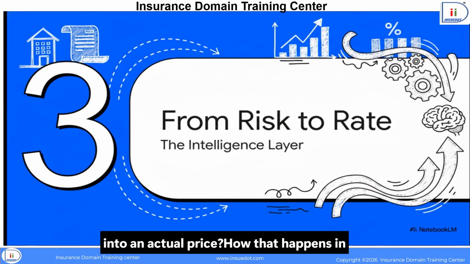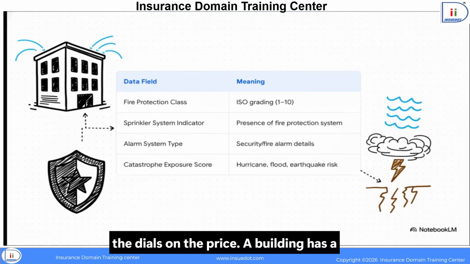Well, that happens in what we call the intelligence layer. This is the data that starts to really turn the dials on the price. A building has a modern sprinkler system? Great. That's a flag that tells the rating algorithm to give a credit. Price goes down. It's in an area with a poor fire protection class? Well, that's a debit. Price goes up.